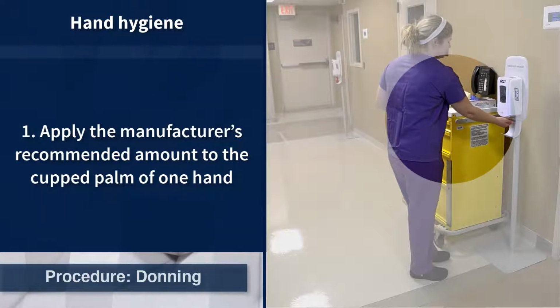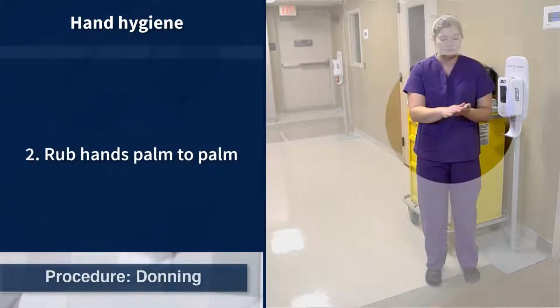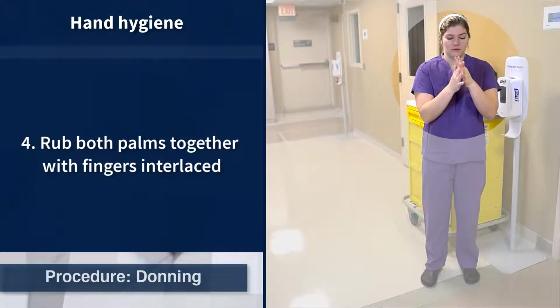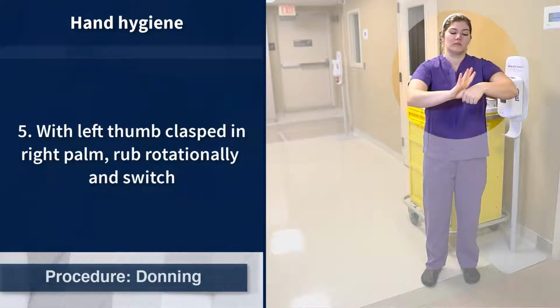Always begin the PPE donning procedure by performing hand hygiene. Apply the manufacturer recommended amount to the palm of one hand and rub hands palm to palm. Rub the right palm over the back of the left hand with interlaced fingers and vice versa. Now, rub both palms together with fingers interlaced. With the left thumb clasped in the right palm, rub rotationally and switch.